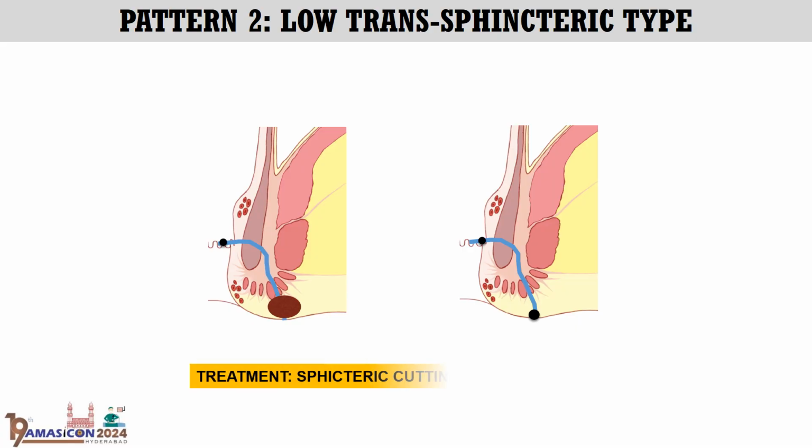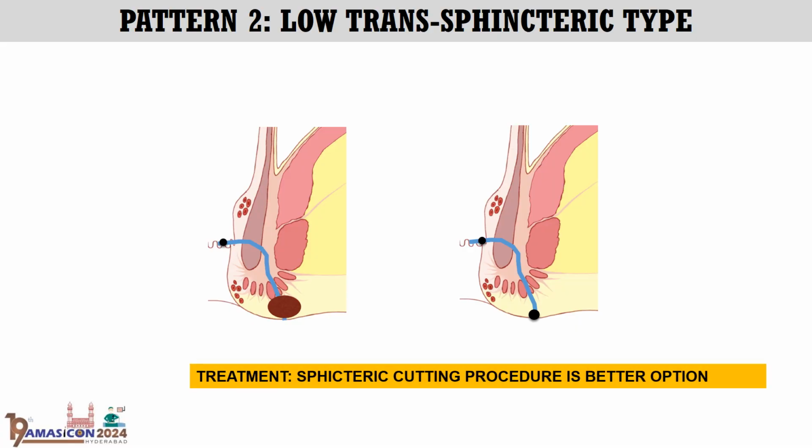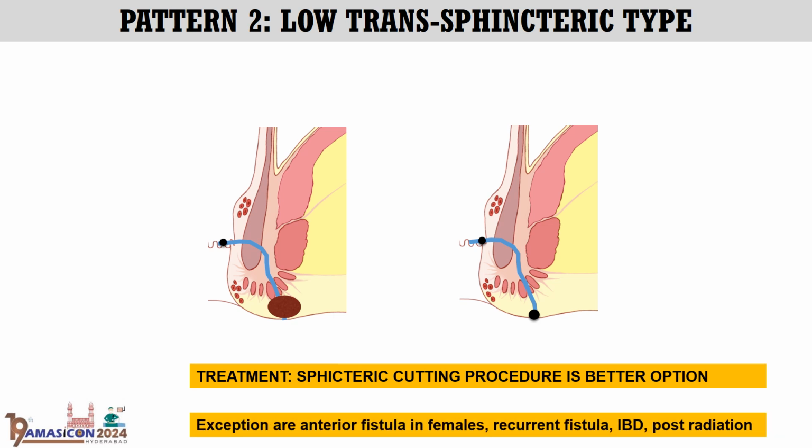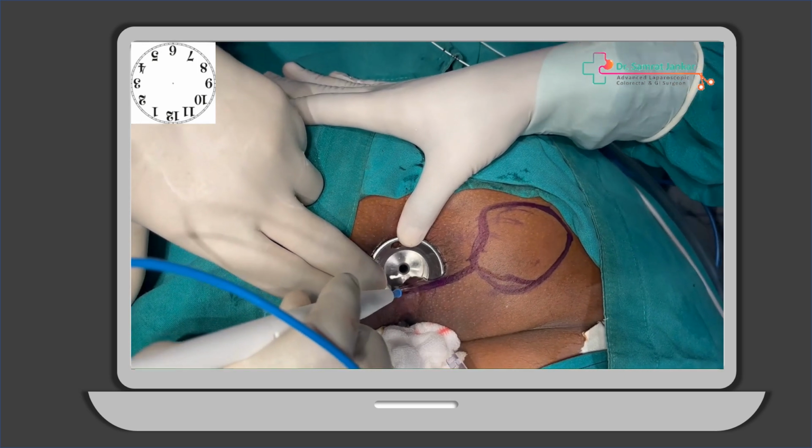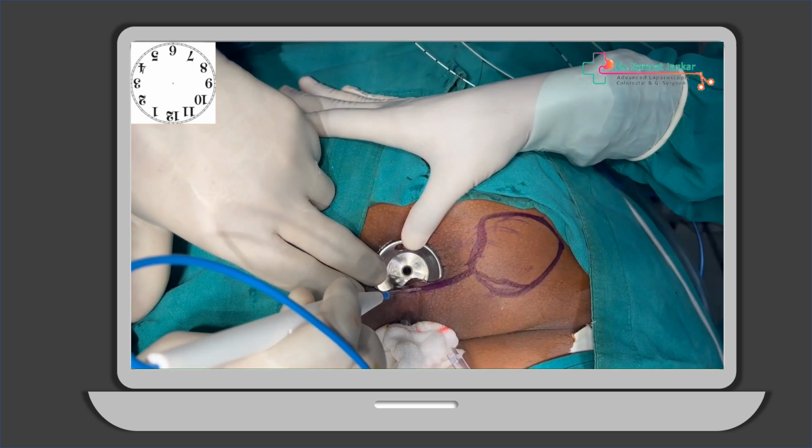Patient is needing a sphincter cutting procedure, but considering an anterior fistula in a female patient, we need to preserve the sphincter. All low transsphincteric fistula types need a sphincter cutting procedure, but the exception to this is anterior fistula in females, and recurrent fistula with low pressure or poor squeeze pressure because of prior surgery, known IBD or Crohn's, or post radiation. We should consider sphincter preserving procedures.